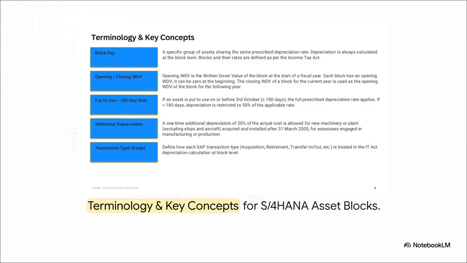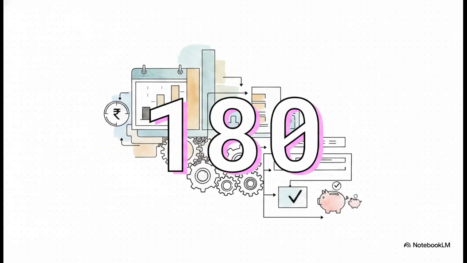It automatically manages your opening and closing written down values, completely shifting the burden of tracking away from you and right into the system. So, the absolutely crucial point to remember for Indian localization is the 180-day rule. You might know it as the put-to-use rule.